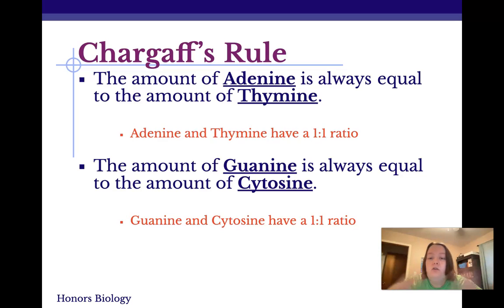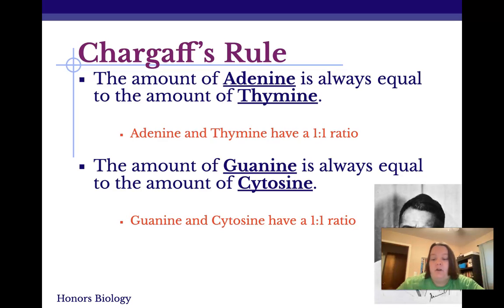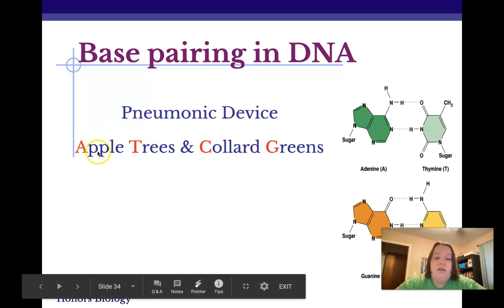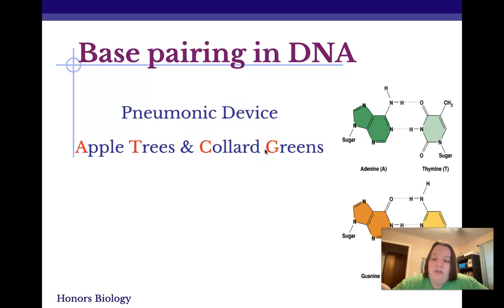So A equals T, G equals C. And that is called Chargaff's rule. He's often our forgotten scientist, so try to put him to memory there. Chargaff's rule, A equals T, G equals C. If the curved letters go together doesn't quite make sense to you, you can also remember it this way. Apple trees, A and T, and collard greens, C and G. Just a little mnemonic device. I remember curved ones go together, but again, apple trees, A and T, collard greens, C and G. You can remember it that way too.